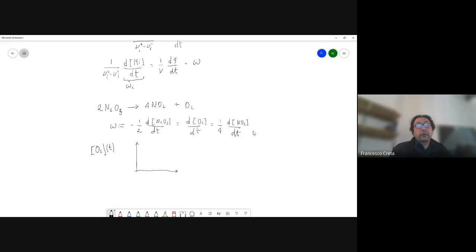So that's what I expect to observe, some increase in time of the molar concentration of O2. And this is, again, experimental. I haven't done anything other than monitoring, by measuring, I don't know, the volume occupied. The technique doesn't really matter now.